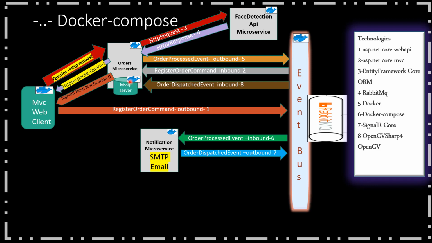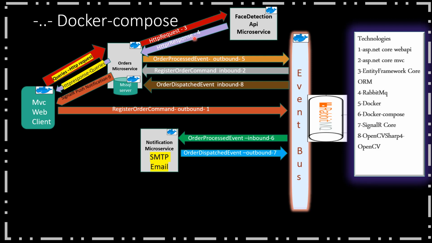The orders microservice then sends this image data and its ID to an endpoint provided by the face detection API microservice, as indicated by the arrow number 3. I chose to use HTTP request-response type communication for this operation. Whatever the number of faces in the picture, they are all detected and cropped by the face detection API microservice and returned to the orders microservice, as indicated by the arrow number 4.